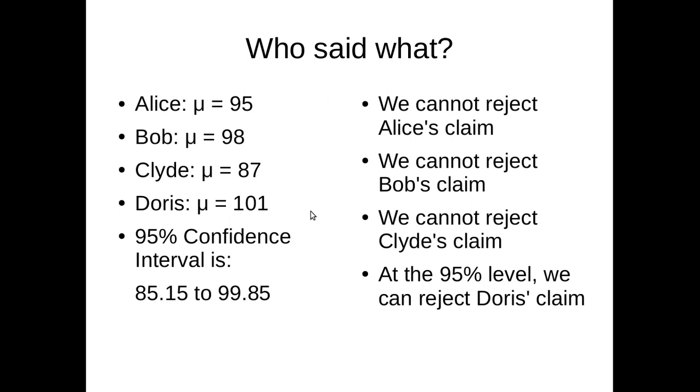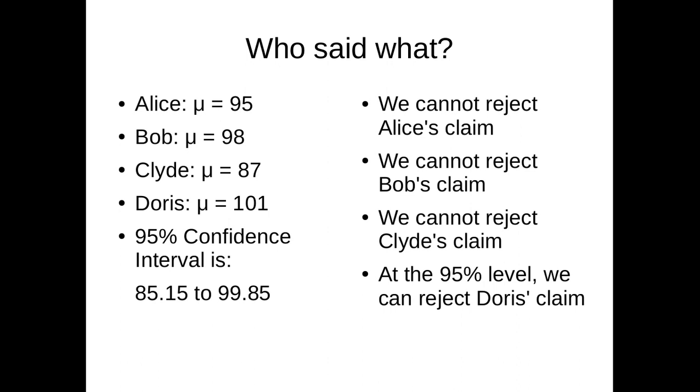You see how uncertain that is? We can tell Alice, we can't prove you're wrong. We can tell Bob, we can't prove you're wrong. We tell Clyde, we can't prove you're wrong. And Doris, we think you're wrong, but we can still be wrong.